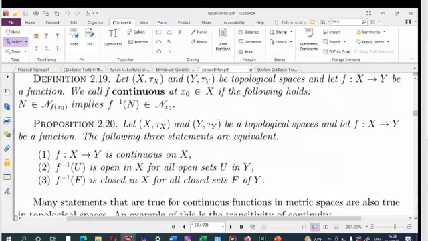And we have this proposition. Let (X, τX) and (Y, τY) be topological spaces, and f from X to Y be a function. The following three statements are equivalent. f from X to Y is continuous on X. We say f is continuous on X whenever f is continuous at all points of X.